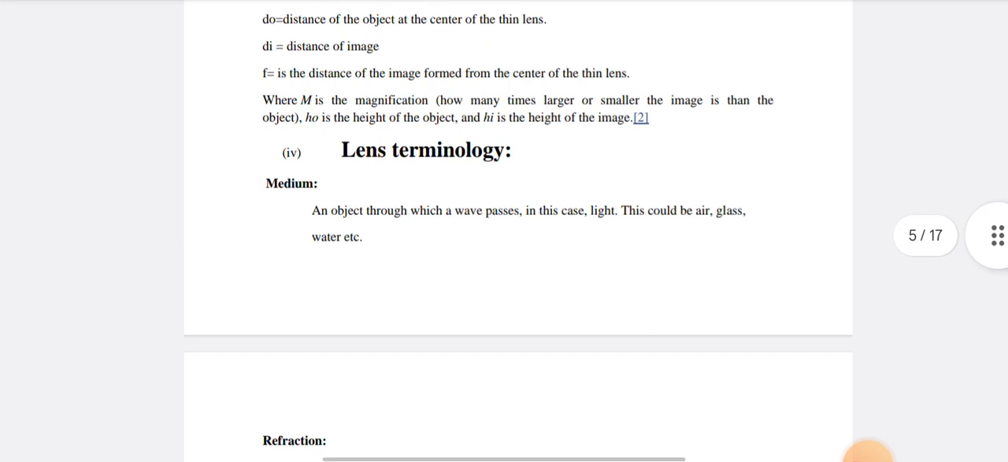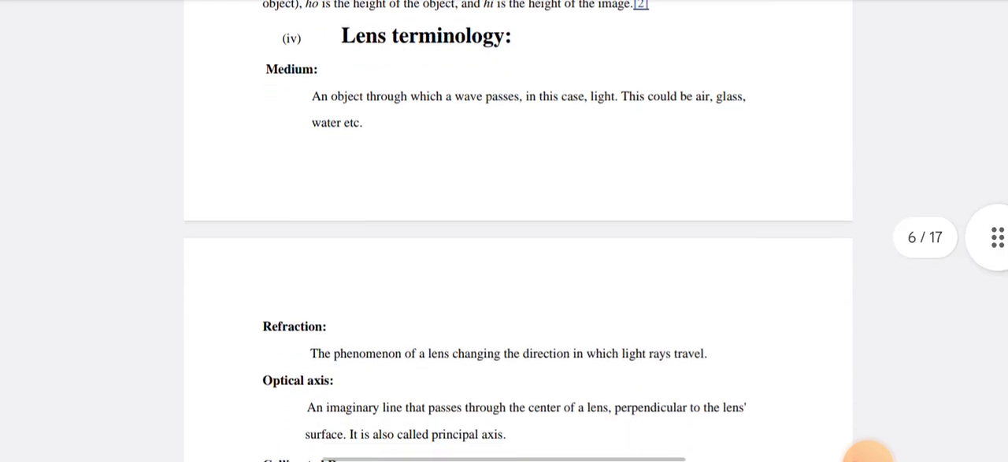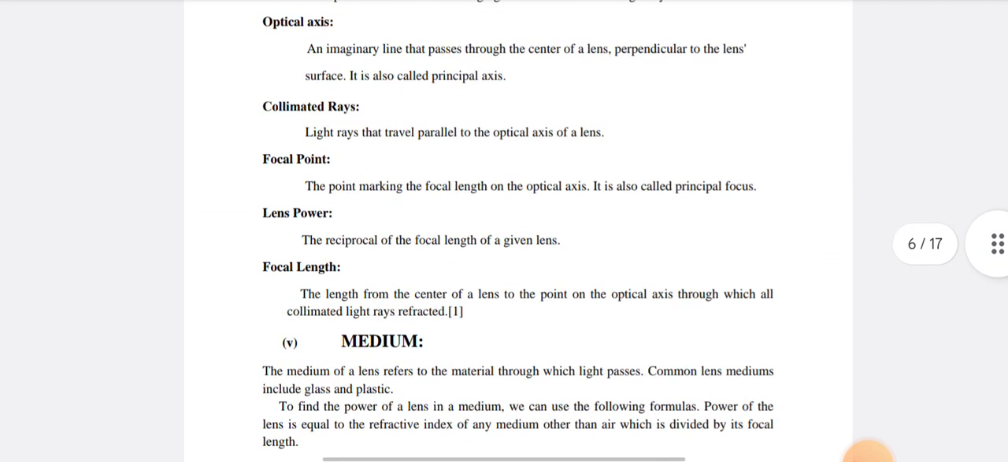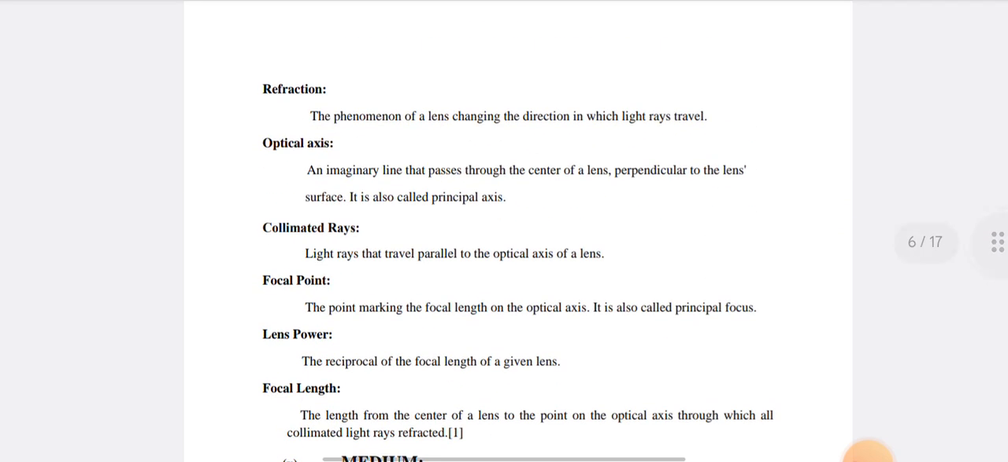Lens terminology. Medium: an object through which a wave passes, in this case light. This could be air, glass, water, etc. Refraction: the phenomenon of lens changing the direction in which light rays travel. Optical axis: an imaginary line that passes through the center of the image, through the center of a lens, perpendicular to the lens surface. It is also called principal axis.